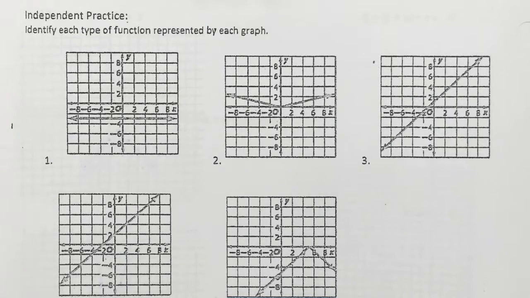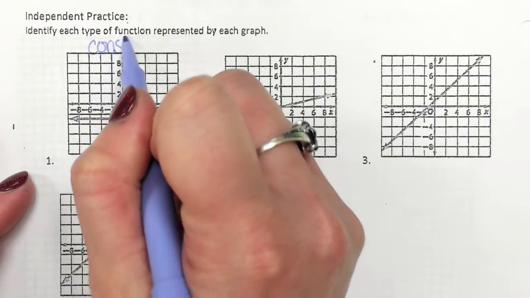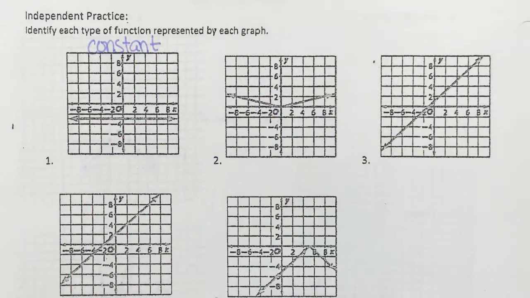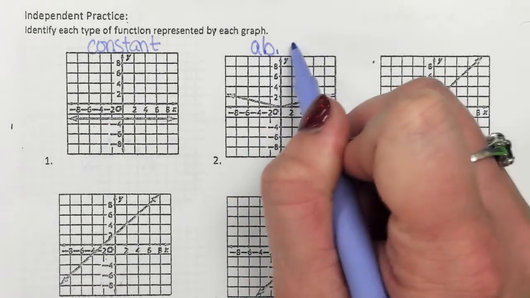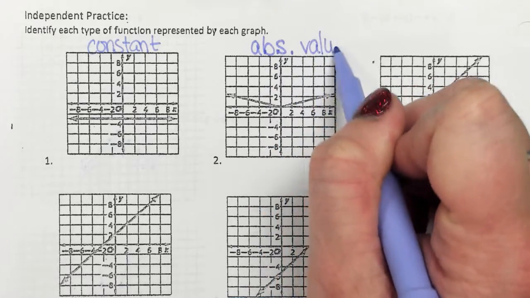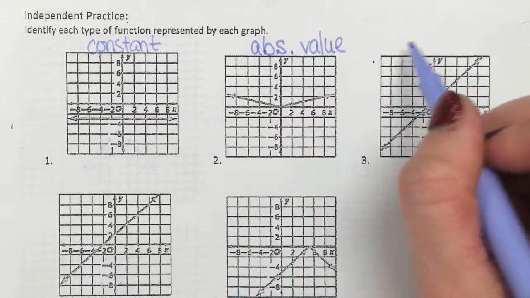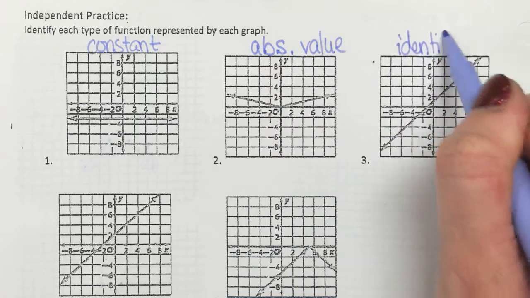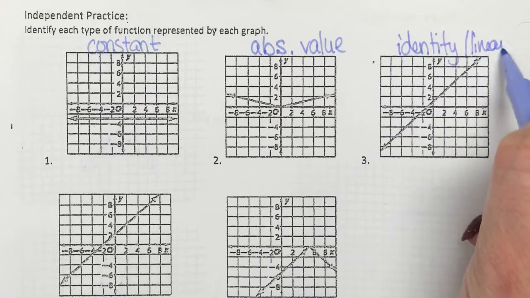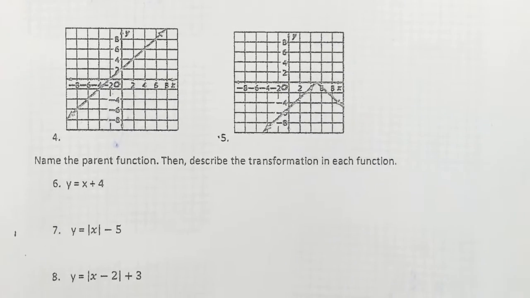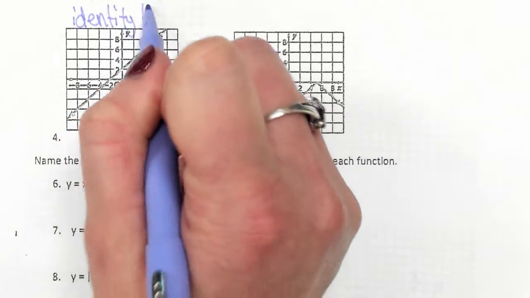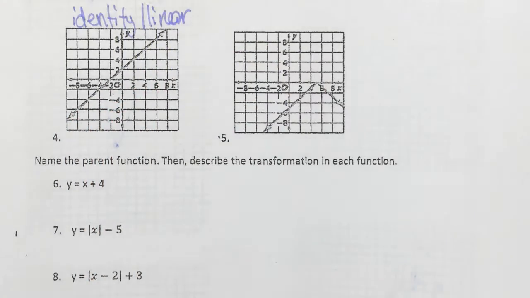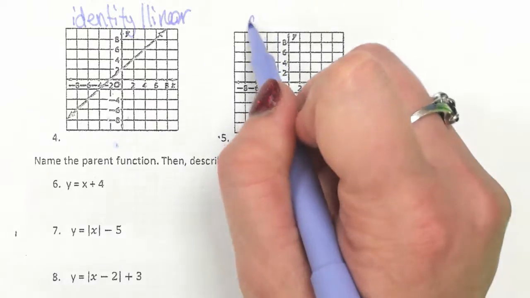Alright, 32. Let's talk about 32 real quick. Number 1. What'd you get for number 1? Constant, because it doesn't have a what? It doesn't have a slope. What about number 2? Absolute value. What about number 3? Identity, or what else do we call it besides identity? Linear, right? And then what about number 4? Identity, linear. And then what about the last one, number 5? Absolute value.